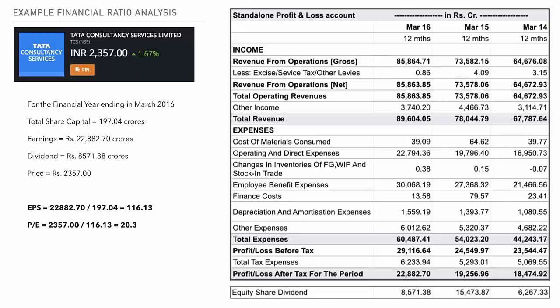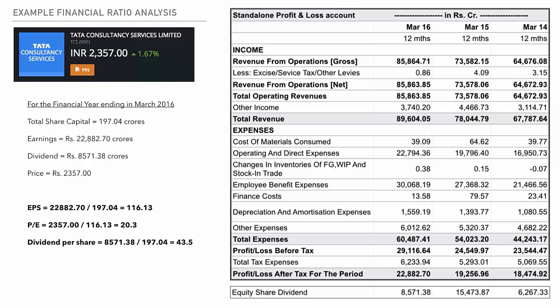Dividend per share is nothing but the dividend value that you took from the P&L statement on the left, divided by the total share capital at 197 crores. You'll get the dividend per share as 43.5. Now, dividend yield is this dividend per share by the stock price. This essentially tells you how much dividend you are earning per rupee invested, per 100 rupees invested rather, because it's a dividend yield percentage.